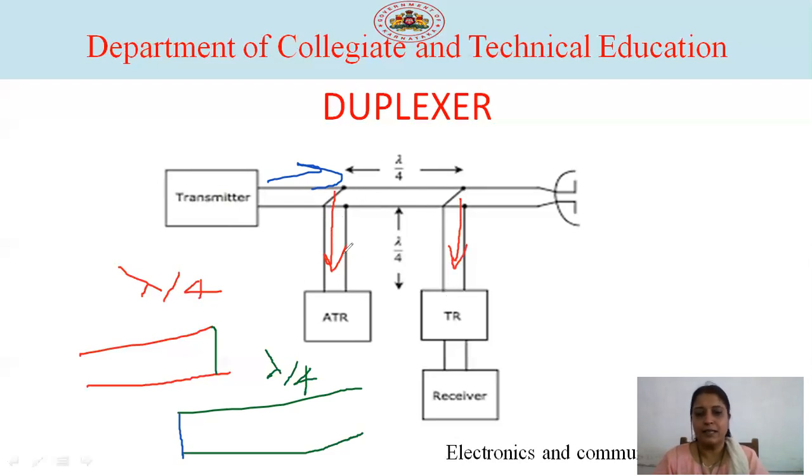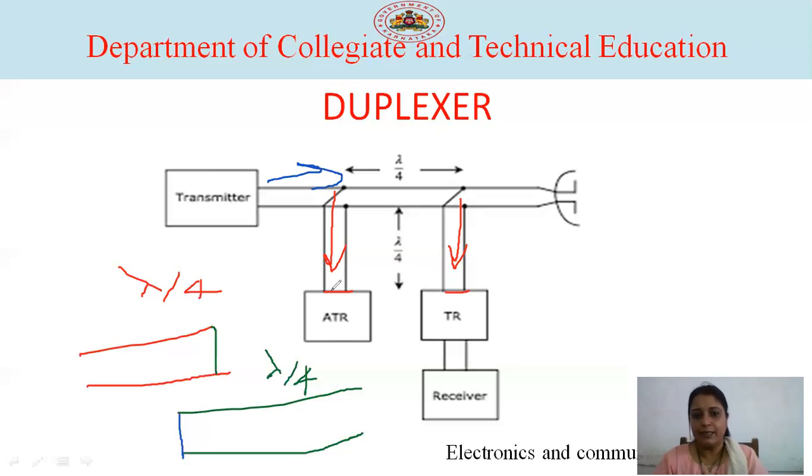Okay, now once this high energy is entering here, what will happen? This will be ionized and it will act as a short circuit here. This end will be short circuit. Similarly, when this high energy is entering here, this will be ionized and act as a short circuit here. This will be short circuit.